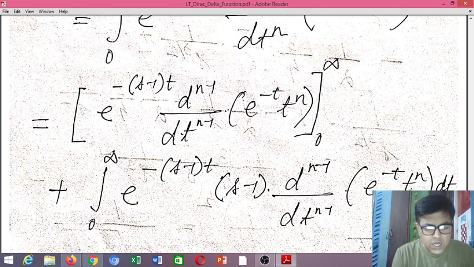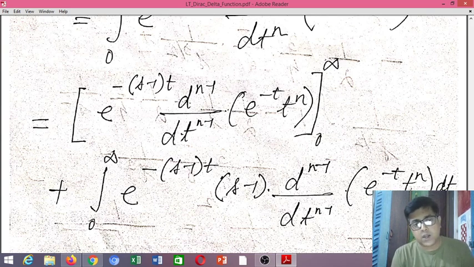So we are getting e to the power minus (s minus 1)t into (s minus 1) into d^(n minus 1) by dt^(n minus 1) of e to the power minus t times t to the power n dt, and nothing else. Now if you look at the first term, you see the first term vanishes in both the limits. We are assuming here that s is greater than 1, that means s minus 1 is positive. Because if s minus 1 is not positive, then it will not converge. It will diverge at infinity, so that case is not to be considered.